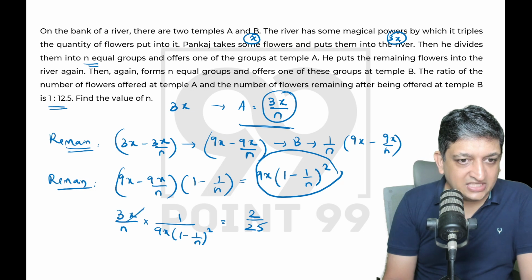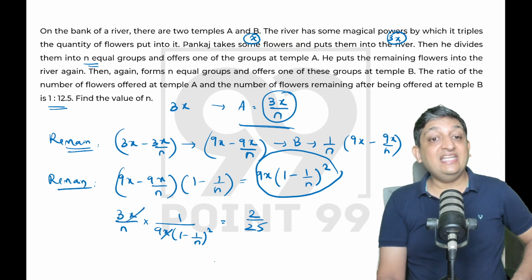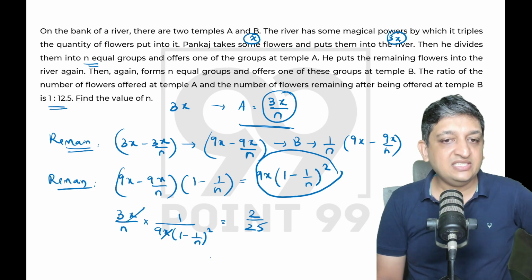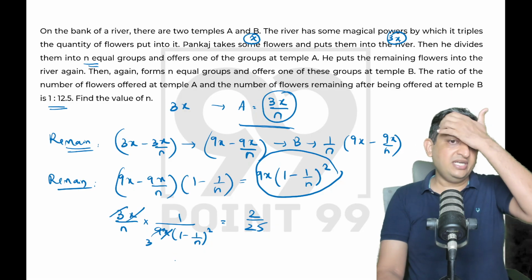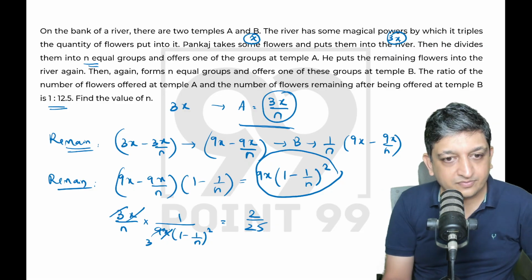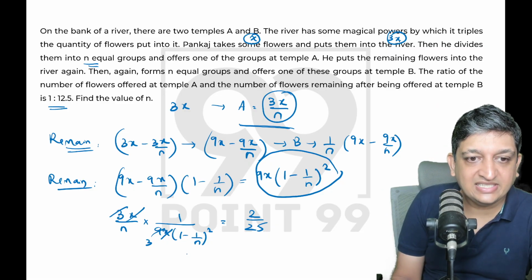Now the good thing is x will get cancelled out and I'll only be left with n's here. So I should be able to get my answer in this context. So what is going to happen here? Let's see. I can also cancel out a 3 and the 9 here. So I'll get 3 in the denominator. So what am I going to get? I'm going to simplify this as well and then see what happens.